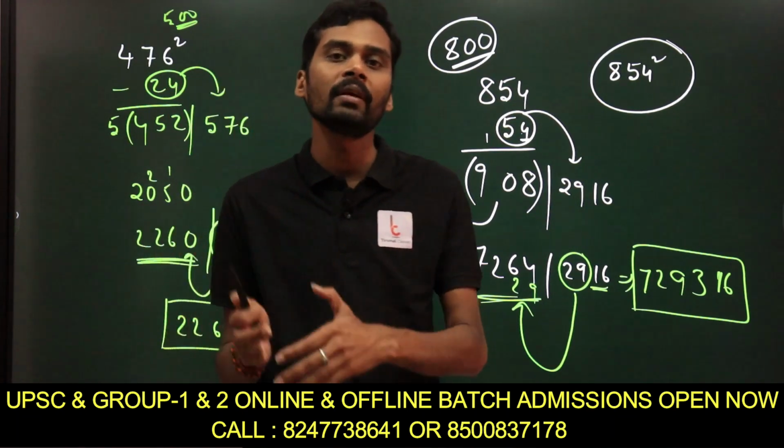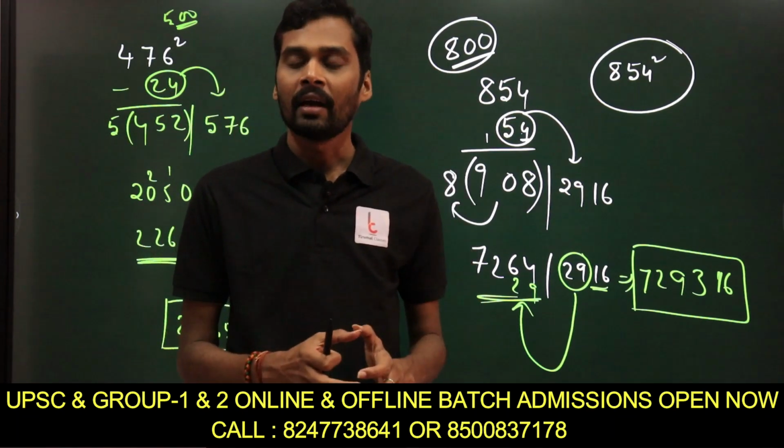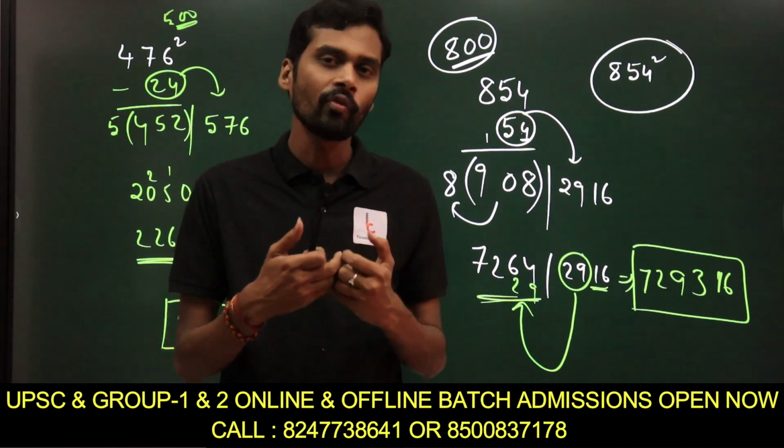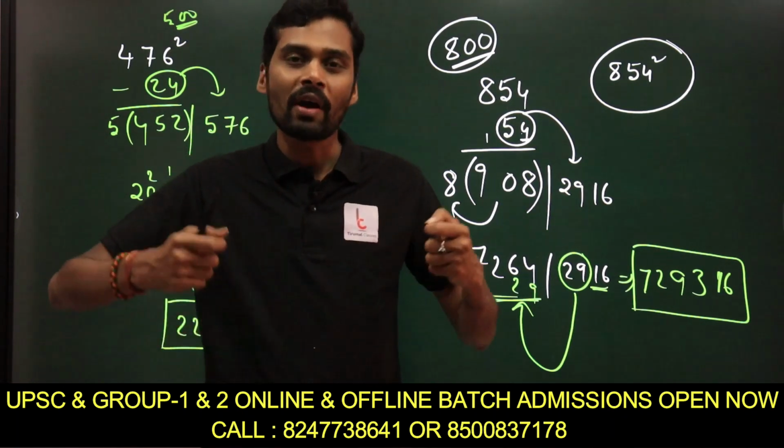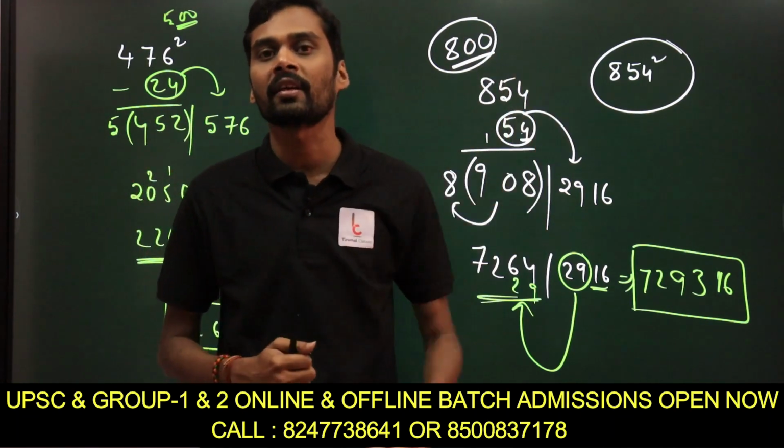Likewise, we can find the square of any number. If you remember the squares of the numbers from 1 to 30, or 1 to 40, then you can find the square of anything by using these logics within a fraction of seconds. Clear?